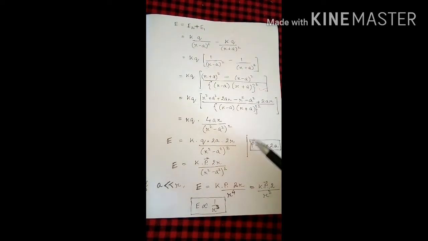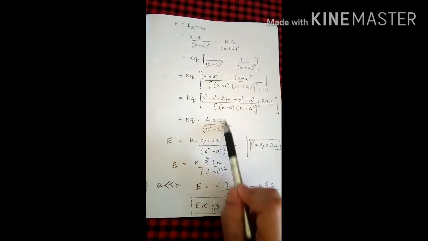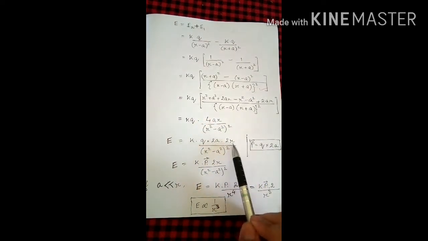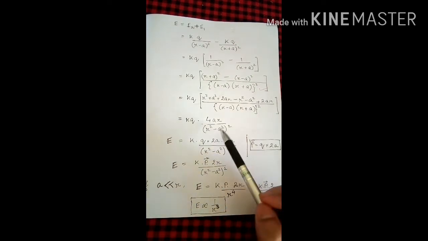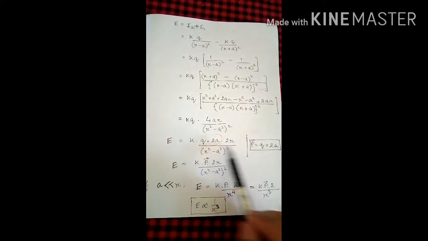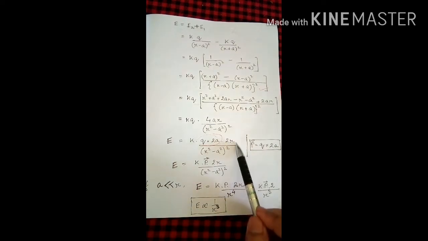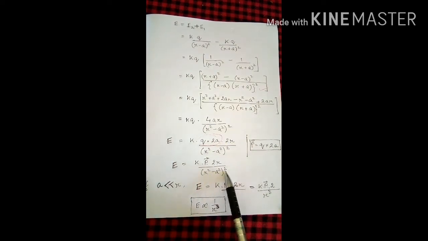Now if we reorganize this formula a little bit, then we can write it as kq into twice a into twice r. The term remains the same; if we multiply these two terms, then we get this term. In the denominator it remains the same, (r square minus a square) to the power 2. Now we can see here that q into twice a is the electric dipole moment. We have already discussed that q into twice a is the electric dipole moment, which is a vector quantity. So in place of q into twice a, we can put p. What remains is k into twice r divided by (r square minus a square) whole square.